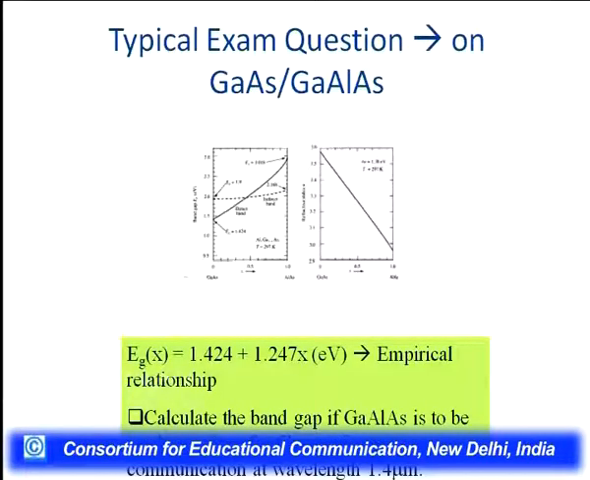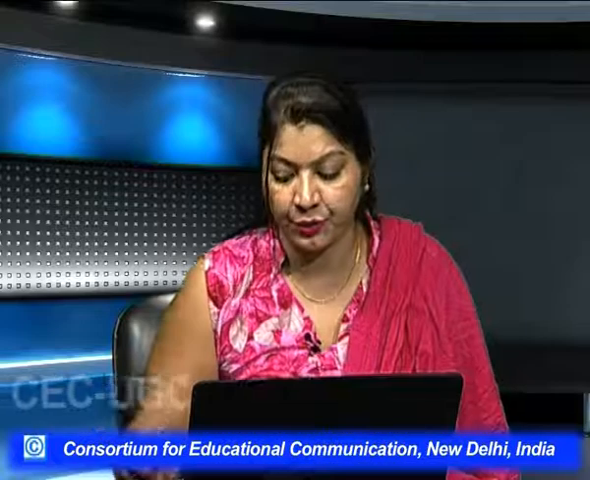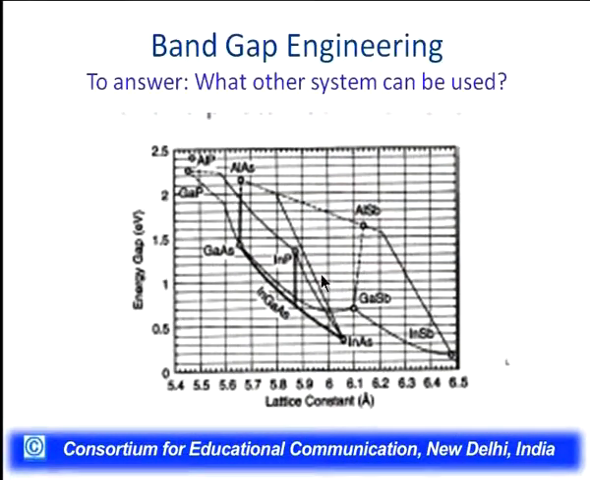This is a typical question we can take here on gallium arsenide and gallium aluminum arsenide. The empirical relation is Eg(x) = 1.24 + 1.24x electron volts. Calculate the band gap of aluminum gallium arsenide to be used as an emitter for optical fiber communication at a wavelength of 1.4 micrometers. This is the diagram which defines the band gap for the different heterojunction or homojunction lasers, and this system can define the lattice constant as well as the energy gap between the different materials which are used to make heterojunction or homojunction lasers.